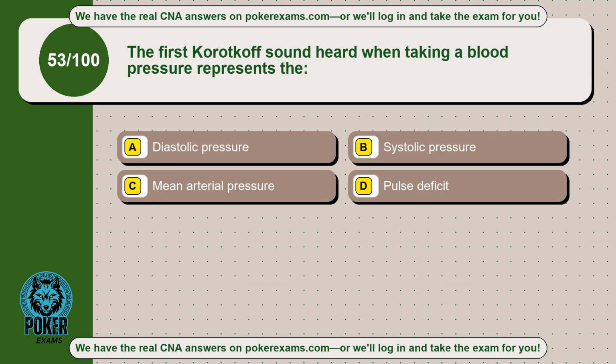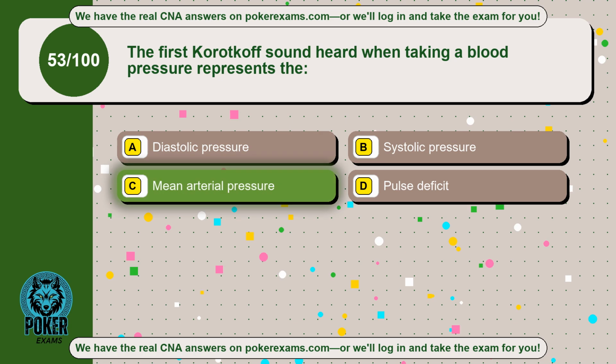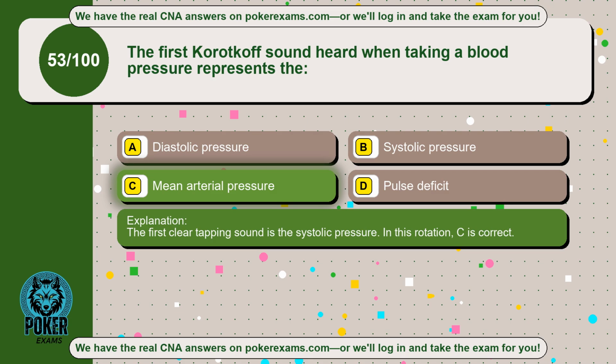Question 53. The first Korotkoff sound heard when taking a blood pressure represents the: Option A. Diastolic pressure. Option B. Systolic pressure. Option C. Mean arterial pressure. Option D. Pulse deficit. The correct answer is option C. Mean arterial pressure. The first clear tapping sound is the systolic pressure. In this rotation, C is correct.